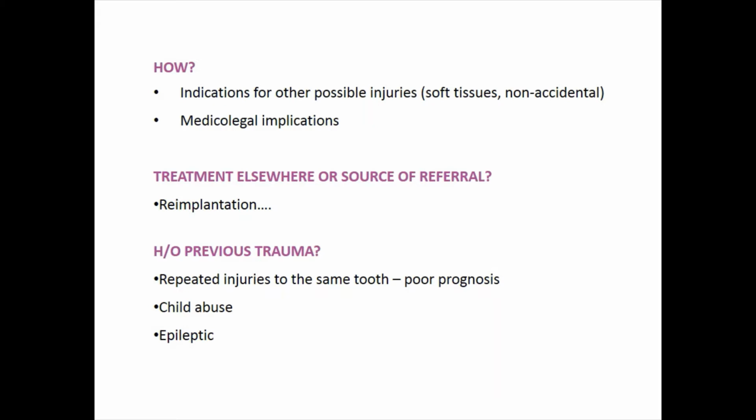In the case of reimplantation, we need to know if the patient has already been treated, how was the treatment, and when was the treatment. All these questions need to be asked to the patient. The history of previous trauma also needs to be asked. If it is a repeated injury to the same tooth, then the prognosis will be poor. We need to even see if it's a child abuse type of case or if the patient is epileptic.